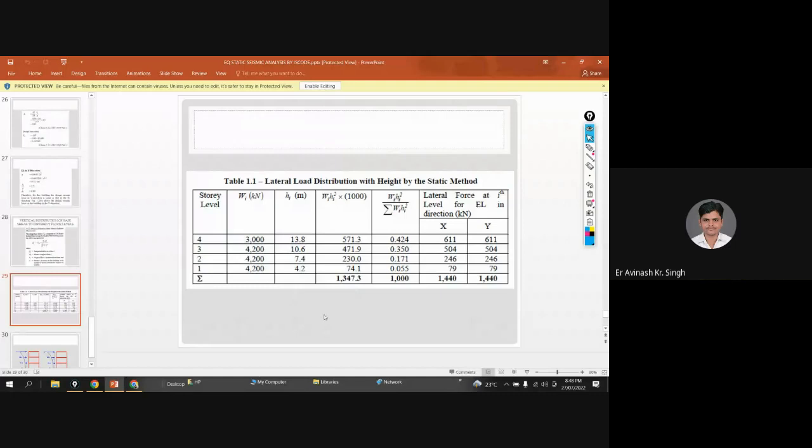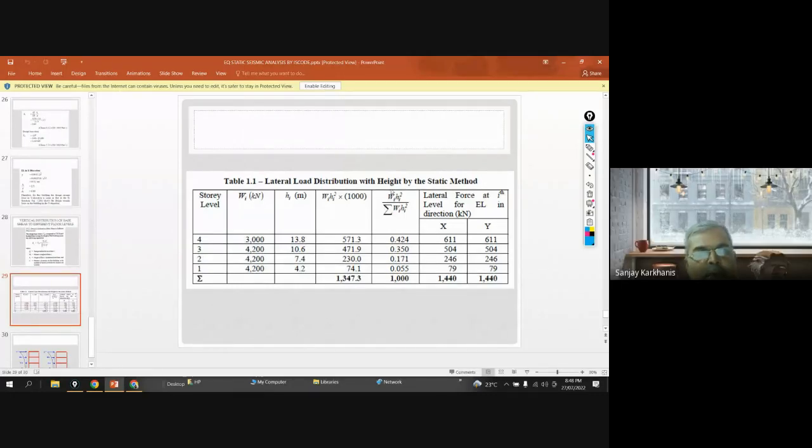Now the WI HI square divided by the summation of WI HI square. So the summation is this 1347.3. So I will write 74.1 divided by this, and I will put it over here, 0.055. Then 230 divided by this, you can put it over here, 0.171. Then 271.9 divided by 1347.3, you can put it over here.